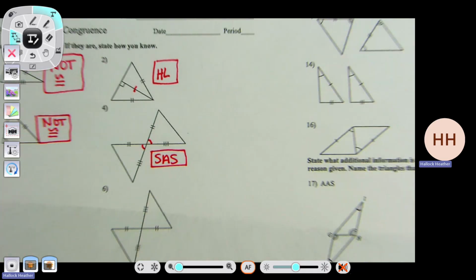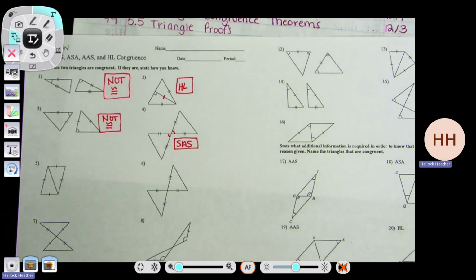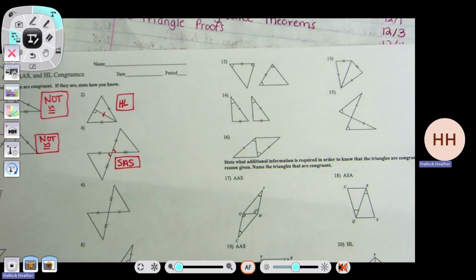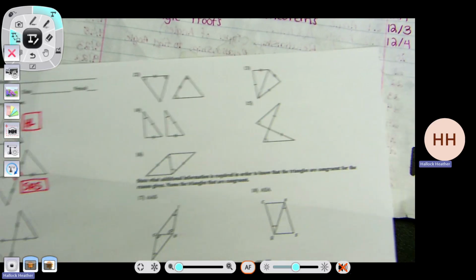Okay, so we're not going to go over all of these because you're going to turn this in. We will go over, let's go over this last little section over here.